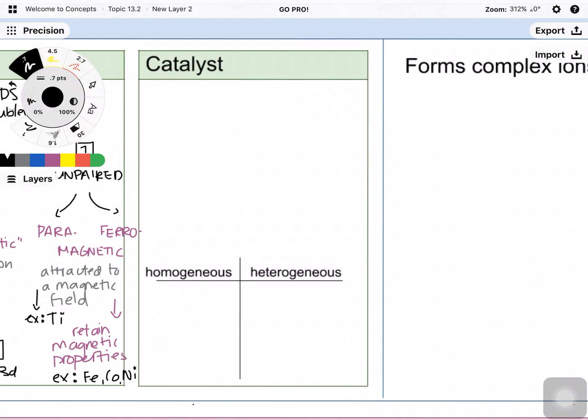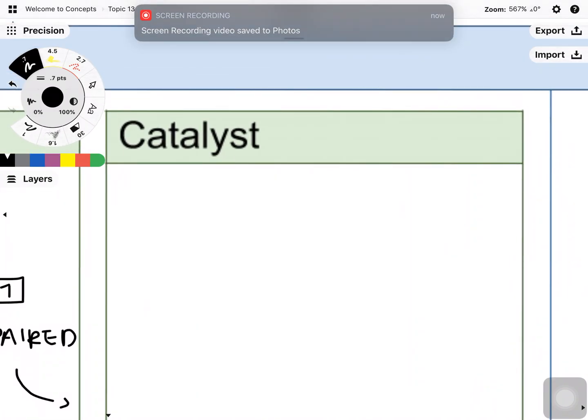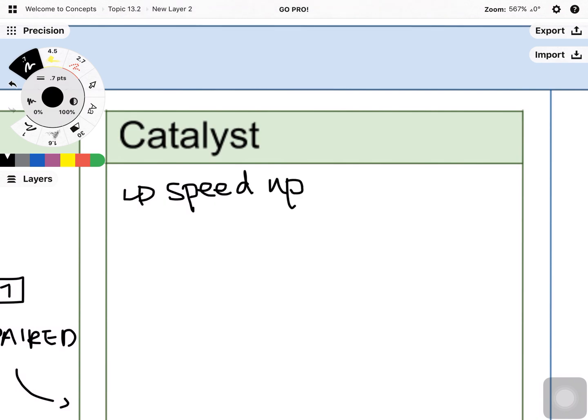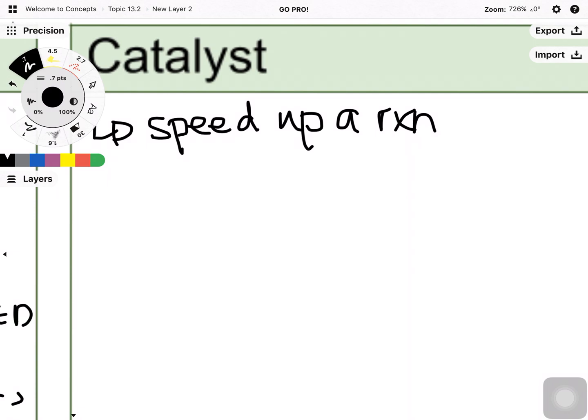The chemical property that we're going to talk about is the idea of transition metals as catalysts. So hopefully from your IGCSE year, you remember that catalysts speed up a chemical reaction. Okay? They speed up a chemical reaction by providing an alternative pathway for the reaction to happen. Now, specifically, let's talk about transition metals.